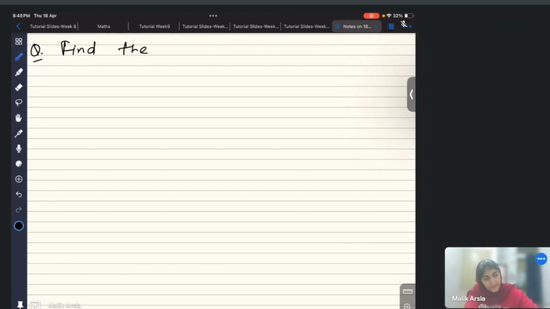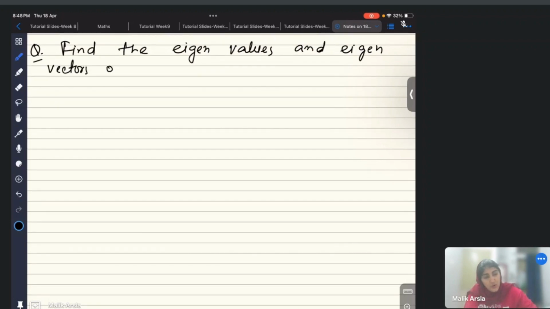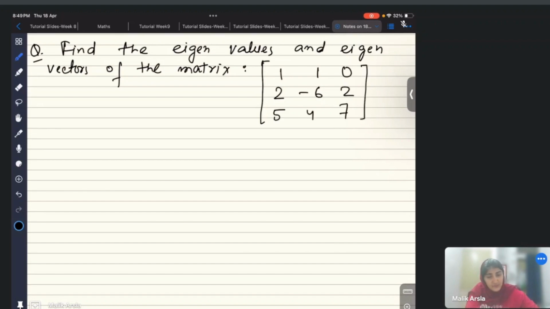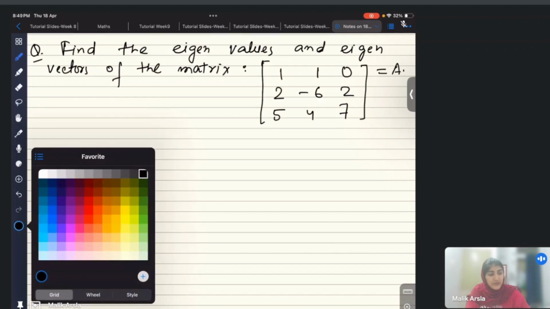Find the eigenvalues and eigenvectors of the matrix. The matrix has been given as 1, 1, 0, 2, minus 6, 2, and 5, 4, 7. So this is basically our matrix, call it A, and we have to find the eigenvalues and eigenvectors for it.